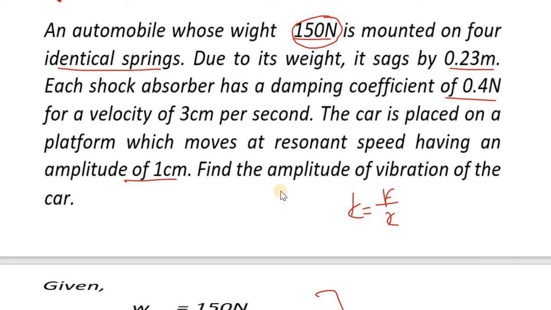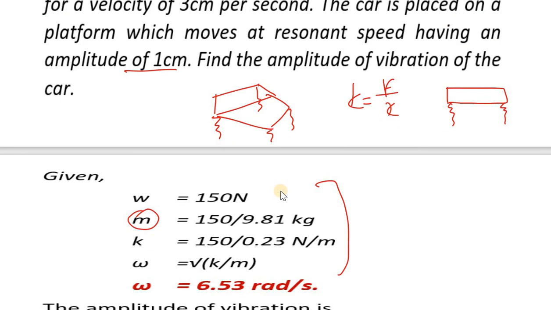So what is the thing you need to understand? Here I am having an automobile, which is like this. How many springs are there? 4 identical springs. If I am drawing the 3D view of this, here I will be having a spring, this end, 4 springs are there. So when I am having a load, it will be sagging by 0.23. From that I can find out what is K. So now I have omega. Omega is equal to root of K by M, so I find out omega.